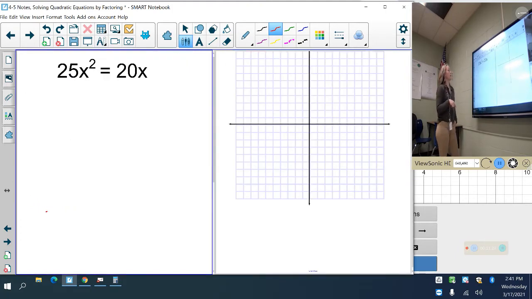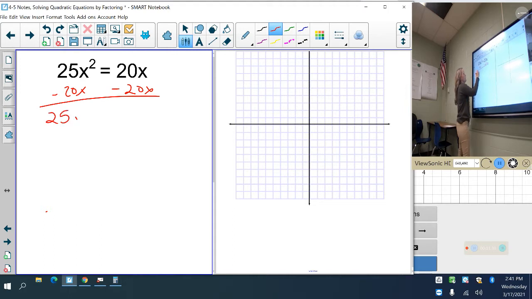All right, for this one, in order to factor, I have to set it equal to 0 first, so I'm going to subtract 20x from both sides. So I have 25x squared minus 20x equals 0.